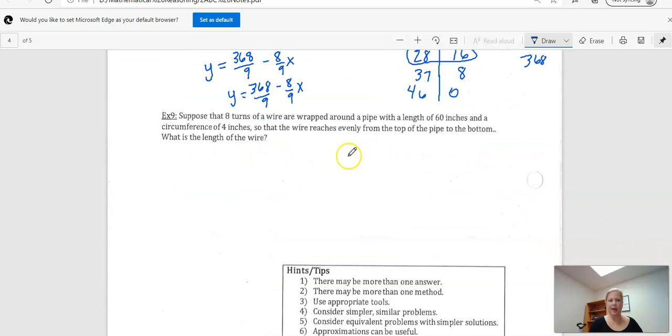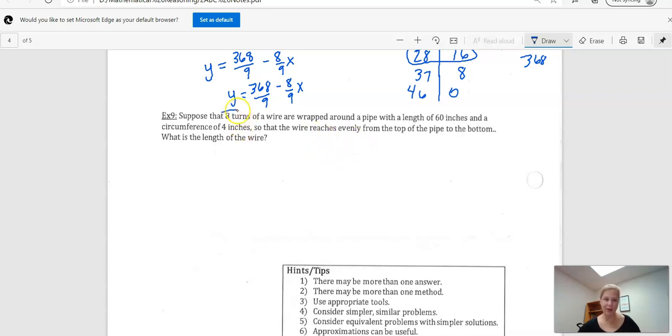Suppose that 8 turns of a wire are wrapped around a pipe with a length of 60 inches and a circumference of 40 inches, so that the wire reaches evenly from the top of the pipe to the bottom. What is the length of the wire? Okay, this problem is kind of difficult.